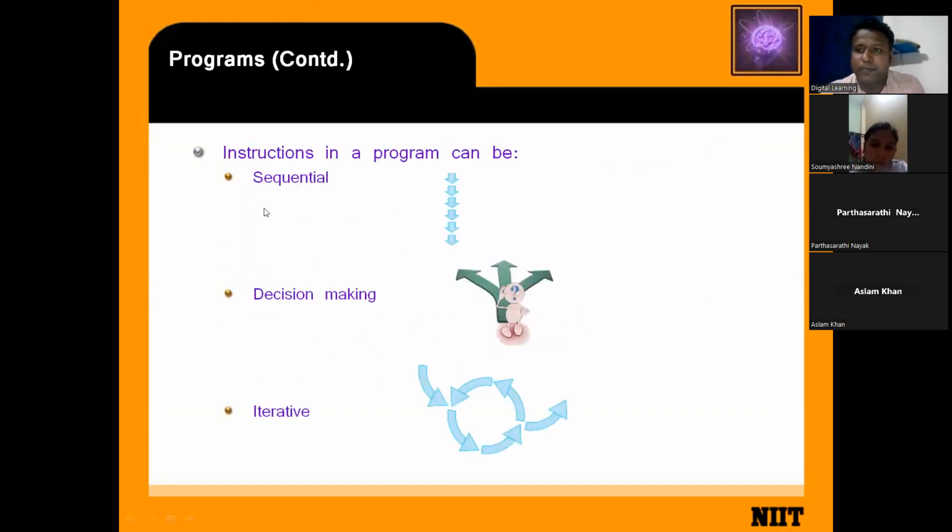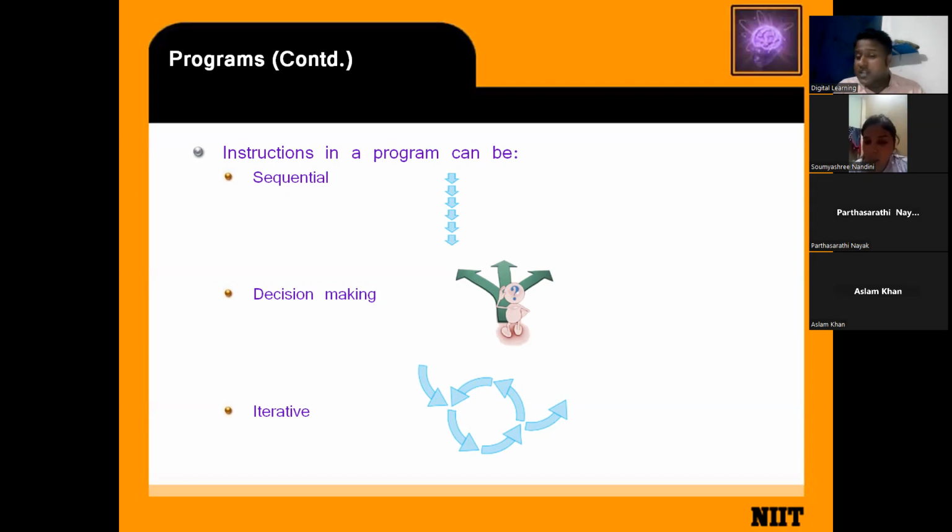So instructions in a program are of three types. One is sequential, a step-by-step process. You write the program, then it comes to the next, then the next. Suppose I ask you to add two numbers. First, you take the first number, then the second number, then the process is add, then you get a result.